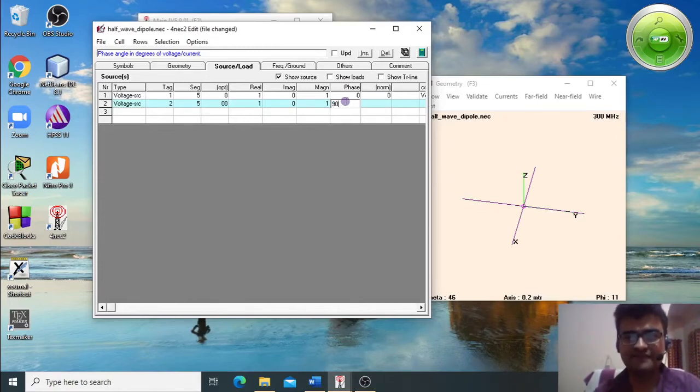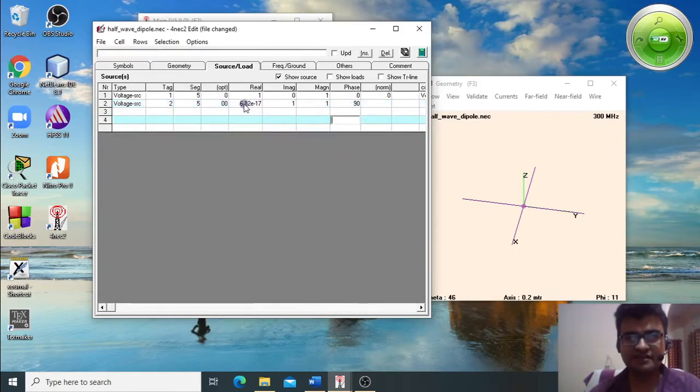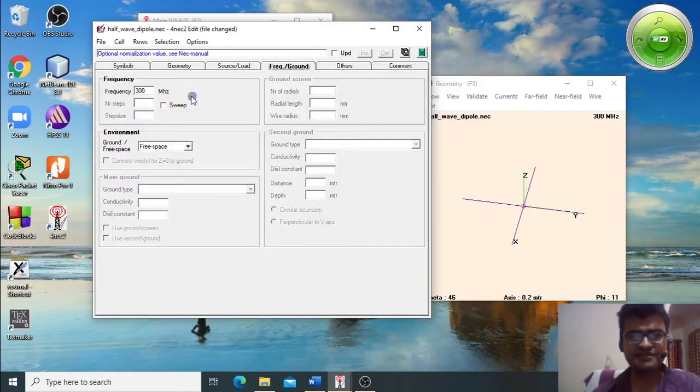I told you that I'll give it as 90 degree phase. As you can see, if I change it to 90 degree phase, the real is changed here. It has become 6.12 e-17, meaning it has become negligible. You can say it has become nearly equal to 0. So it is 1 and this is j into 1. It is complex numbers. They are 90 degrees out of phase with each other. So let's proceed to the next step, that is giving the frequency. It is already written as 300 megahertz, so we can go with it.